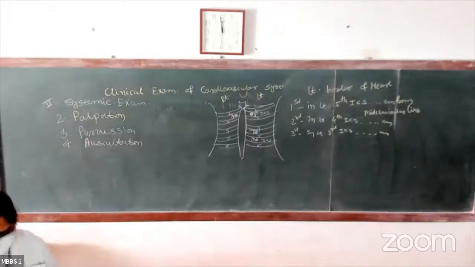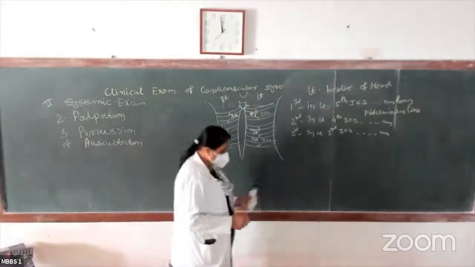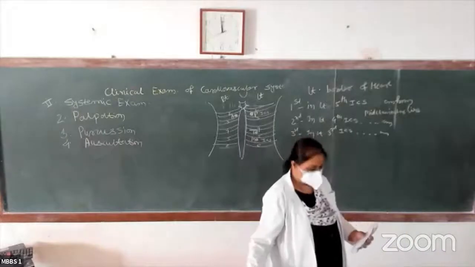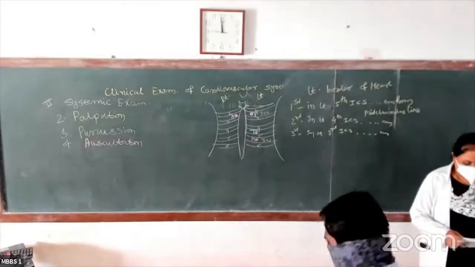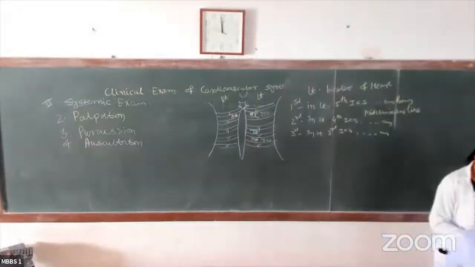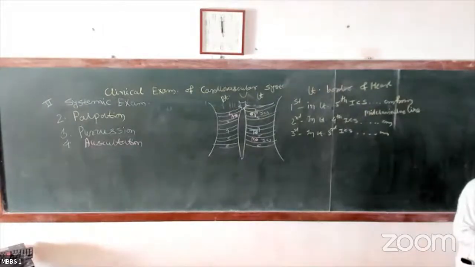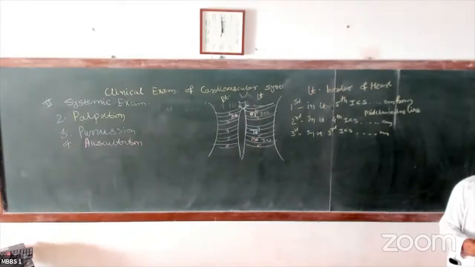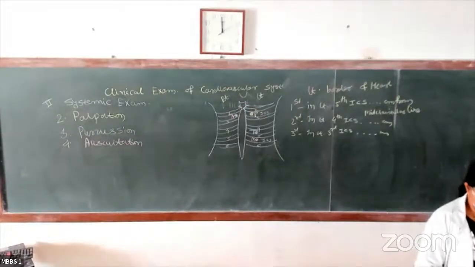So, questions for the exam from the cardiovascular system. Auscultate for second heart sound in given subject and report your finding. Next, examine cardiovascular system by inspection in a given subject and report your finding. Examine for apex beat by palpation and report your finding. Auscultate for first heart sound and report your finding.